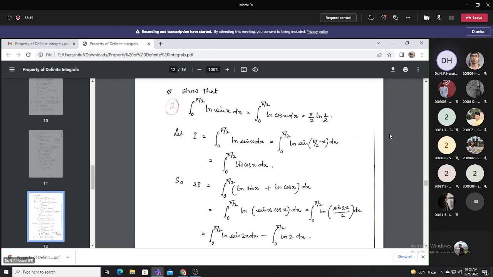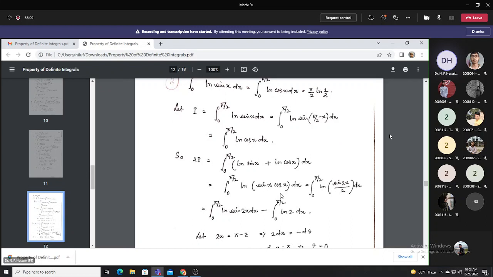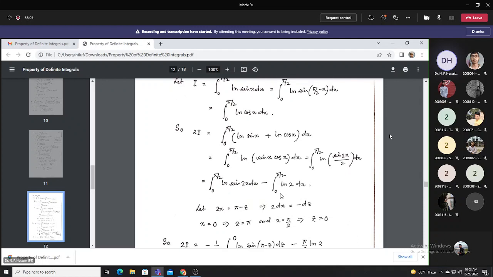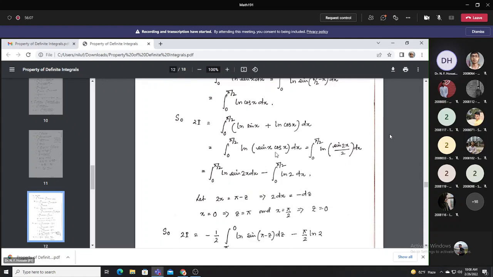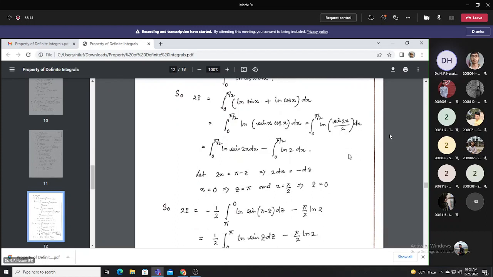So if you add them, on the left side you will get 2I, and on the right side the integration 0 to pi by 2 of ln of sin x plus ln of cos x. So ln of a plus ln of b, if the bases are the same, it will be ln of a into b. So you are getting here ln of sin x into cos x. This is your argument of ln. And sin x cos x means sin 2x divided by 2. Now you can separate the two terms like this: ln of sin 2x dx minus integral ln of 2 dx.